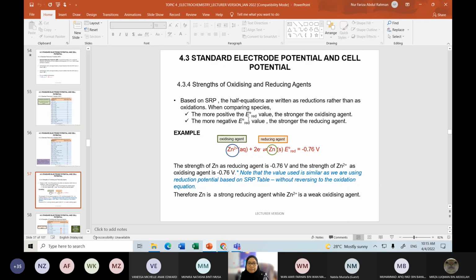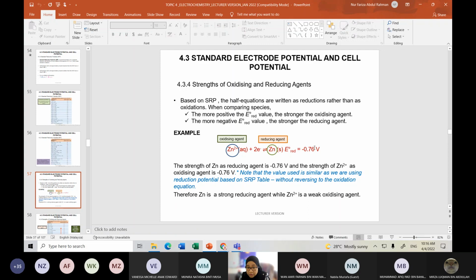If the more positive the value, that means it shows that it is a good or stronger oxidizing agent. And the more negative the value, the stronger the reducing agent. So with respect to what is given to us, negative 0.76, the value dia negative kat sini. Maksudnya menunjukkan that zinc is a good reducing agent.